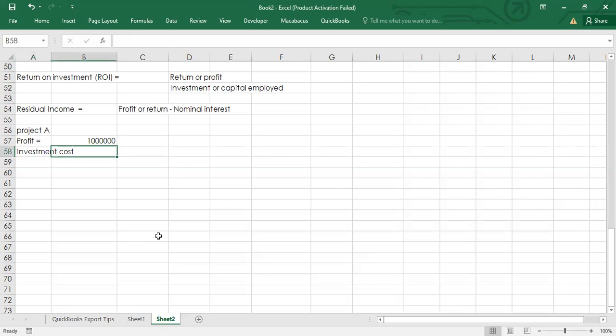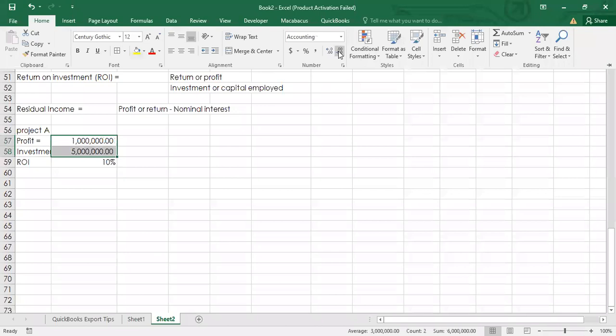For A it was 5 million. Then they gave you a return on investment of 10%. So in that regard, what do you do? You just apply the formula. There's nothing really much to think about.